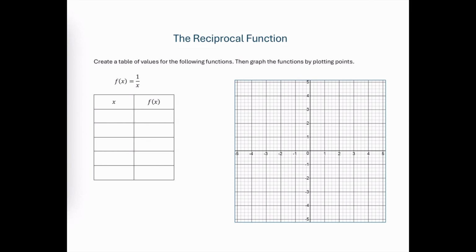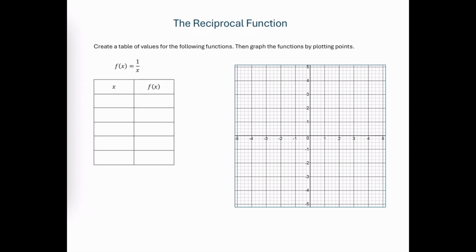In order to come up with a graph of this reciprocal function, we're going to start by creating a table of values. Let's notice that since this reciprocal function is rational, it does have a restricted domain. We're not allowed to plug in x is equal to 0 because it would cause the output to be undefined. But anything else is okay.